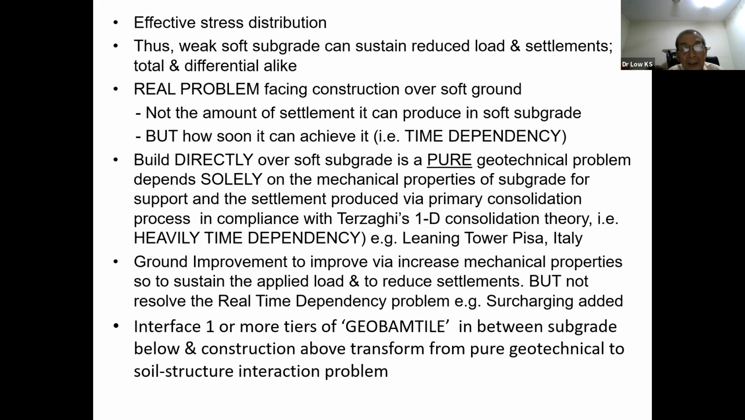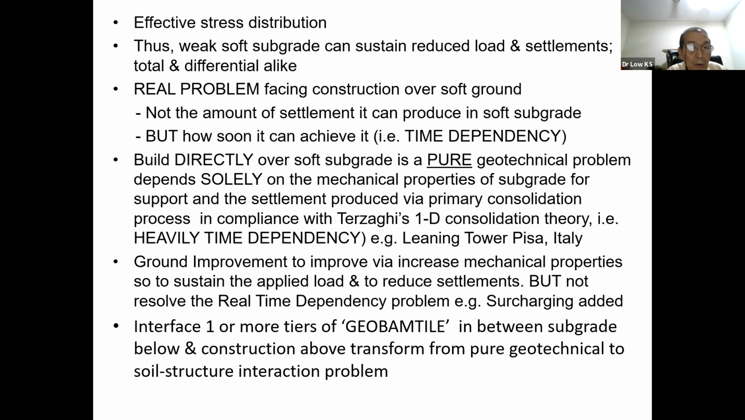But how soon can you achieve it? That is the real problem. And that's why in construction, engineers have been trying very hard to cut short the period, to allow the settlement to complete as much as possible during the construction, leaving very little, if any, after the construction, right? So that's why most authorities like JKR specify the expected settlement after construction over a period of time, say 5 years.